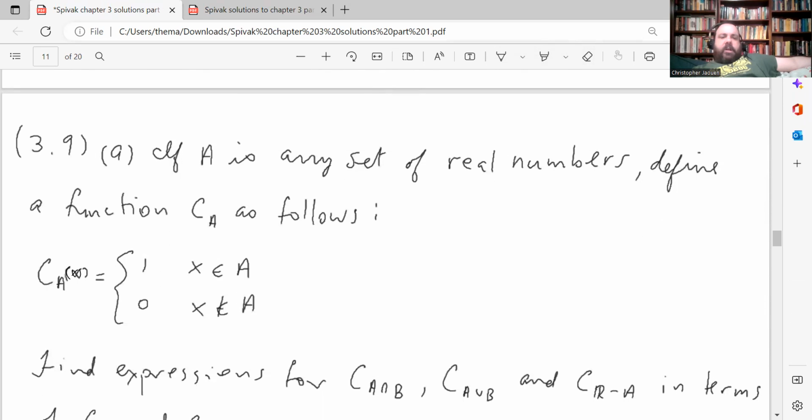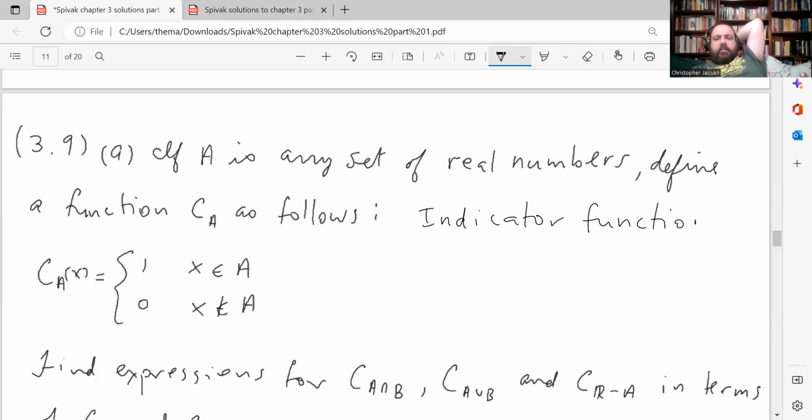All right, 3.9. There's a few parts to this as well. Part A says if A is any set of real numbers, define a function C sub A as follows. This is sometimes called the indicator function for the set A. He doesn't use that term here, but you might hear it referred to as an indicator function.